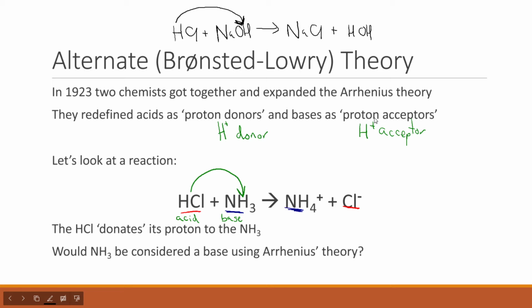Both theories are correct. Both Arrhenius and Bronsted-Lowry are correct. They're just expanded definitions of each other.